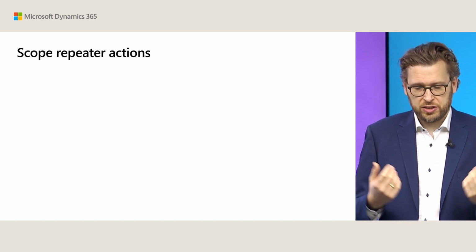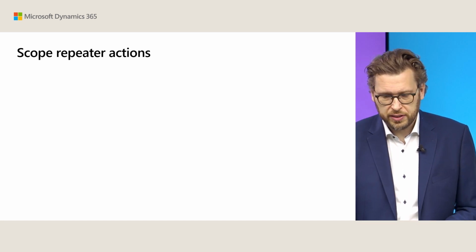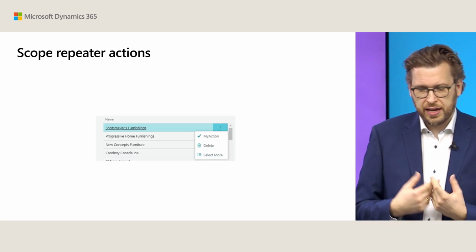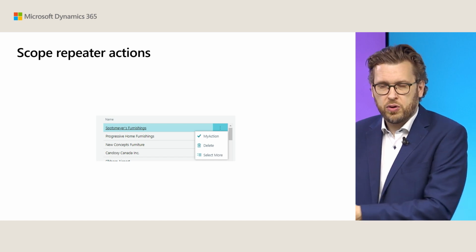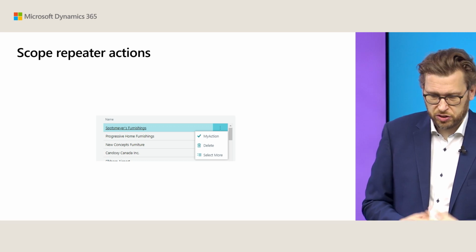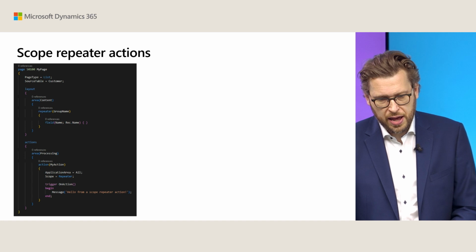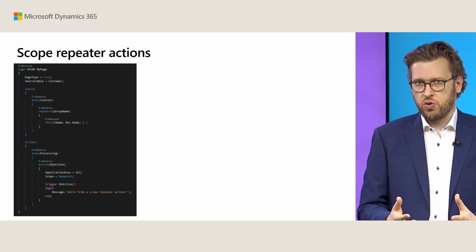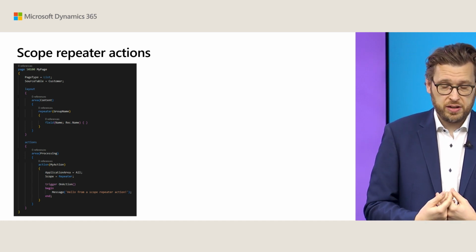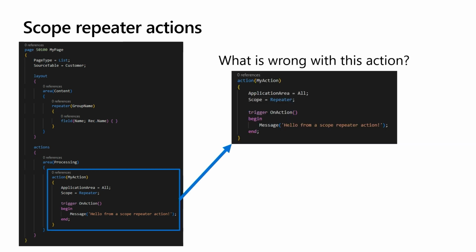the repeater actions or the scope repeaters. And these are actions that are available in the action bar, but also directly on the row that you have selected in your list page, shown here in the image. And this is a small snippet of code that you would normally write to create these repeater actions. But what is wrong with this code?